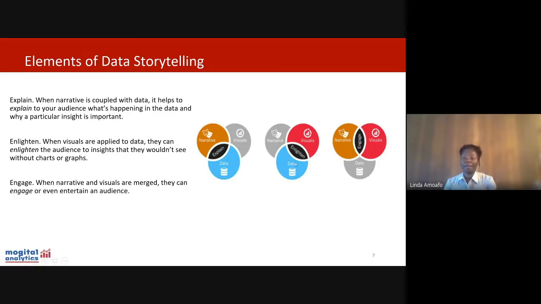And then lastly, it also engages. This happens when we merge narrative and visuals. And this is so good. You don't just visualize your data, but you also narrate what is happening in your data. And this helps engage your audience as to what you are trying to tell them.